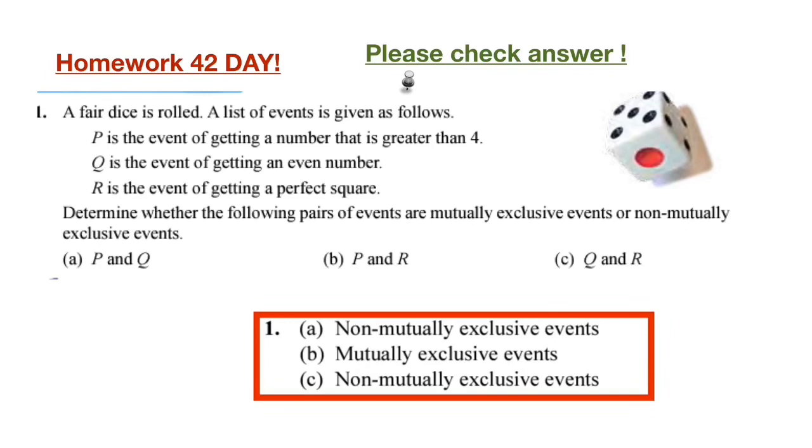How about Q and R? Q is the event of getting an even number, for example, 2, 4 and 6. That is Q. R is a perfect square, 4. It seems like I repeat 4 just now, right? So it intersects. So when they intersect, Q and R are non-mutually exclusive events.